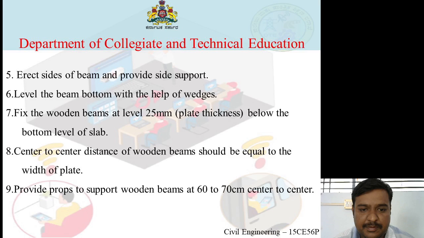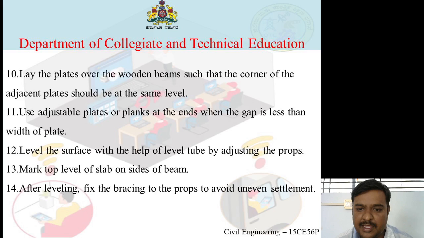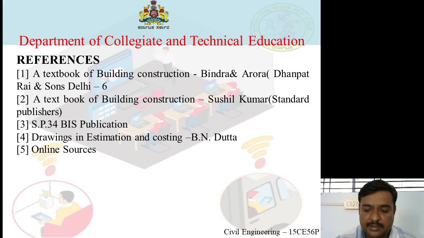So otherwise it could be difficult. And mark the top level of the slab on the sides of the beam. Then after leveling, fix the bracing to the props to avoid the uneven settlement. Then we should give the horizontal support in between the props to avoid the uneven settlement or tilting of the poles. Poles or columns, to prevent tilting or uneven settlement, fix the bracings to the props.